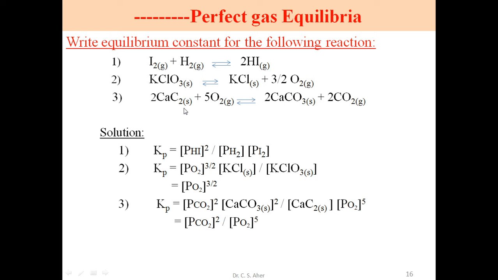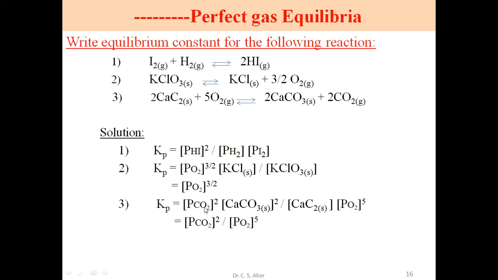See the third equation: 2 calcium oxide combined with oxygen at equilibrium to form calcium carbonate and carbon dioxide. When we consider the Kp value, here on the product side calcium carbonate is solid, so we directly take calcium carbonate solid raised to power 2.